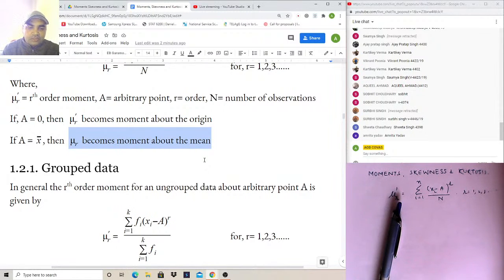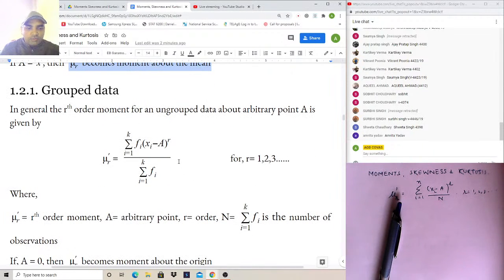If A is equal to 0, it becomes the moment about the origin. And if A is equal to the mean of the data, then it becomes the moment about the central, or the mean. Similarly, this formula can also be calculated for grouped data.